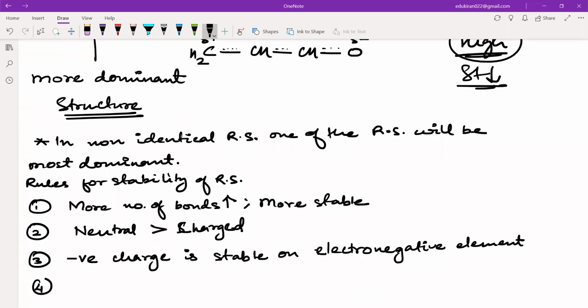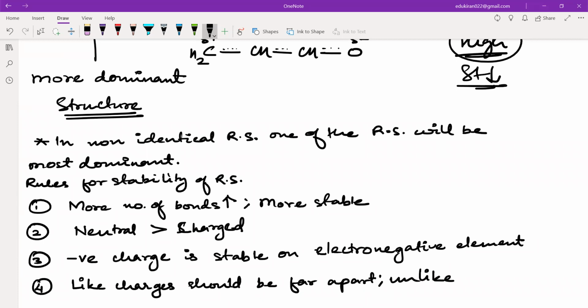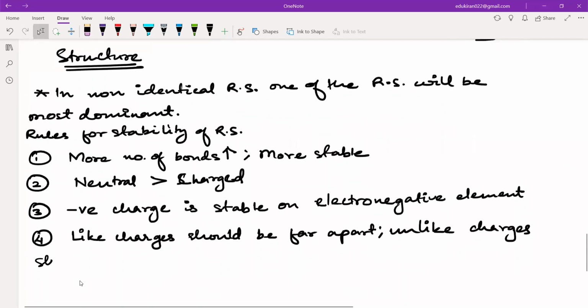Right. The fourth point, the last point: like charges should be far apart, unlike charges should be near for more stability.